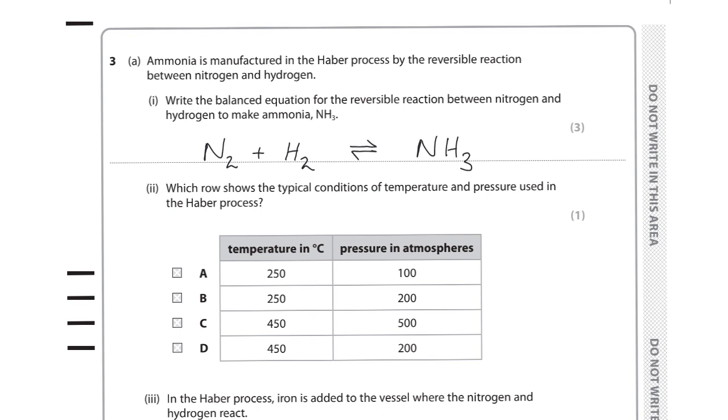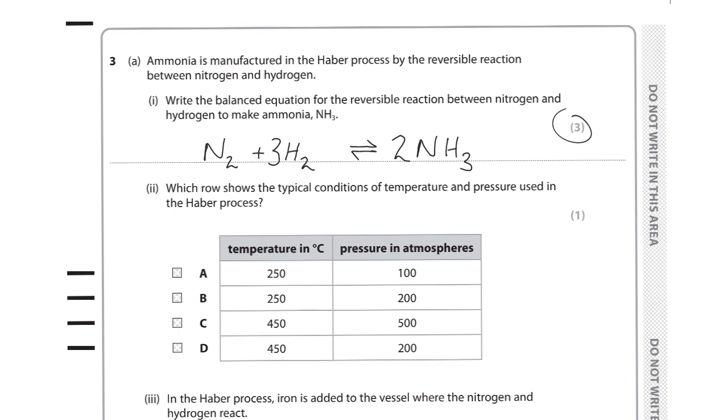And then the third mark was for balancing the equation, but you had to get that far before you could get the third mark. You had to get the formulas correct before you balanced them. So for the third mark, you say, well, I've got 2 hydrogens on this side, I've got 2 nitrogens on this side, so I need 2 nitrogens. So I'm going to put a big 2 in front of my NH3. That gives me 6 hydrogens on that side. And to get 6 hydrogens, I need to put a 3 in front of that. And if you did all of that, then you got 3 marks.